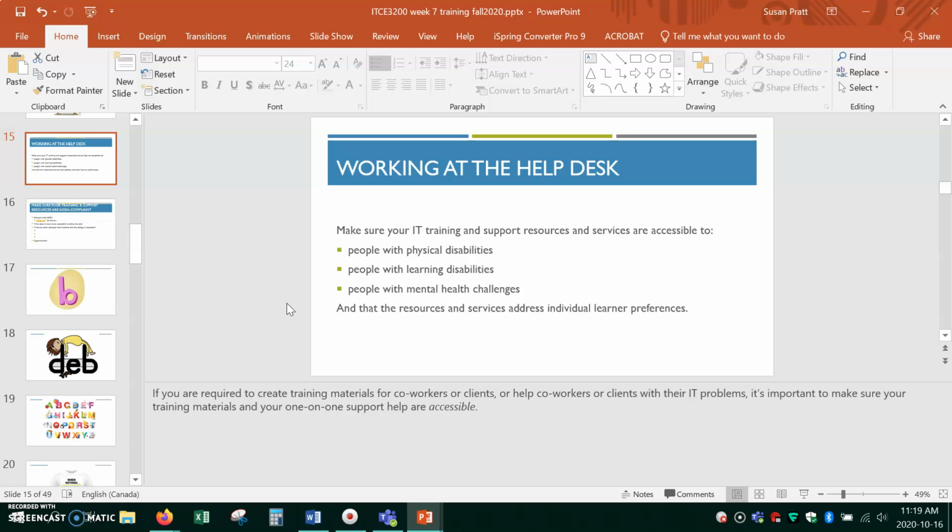training, you would want to make sure that any training or support resources that you created or services that you provide are accessible. And accessible can mean many different things. It can mean accessible to people with physical disabilities. It can mean accessible so that people with learning disabilities can use them, or people with mental health challenges. So you want to make sure that your resources are useful to all these people so that everybody can access them and be successful in getting the training or support required.